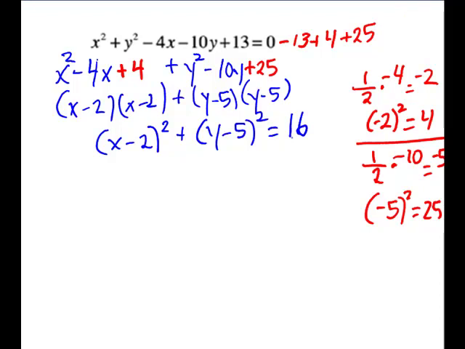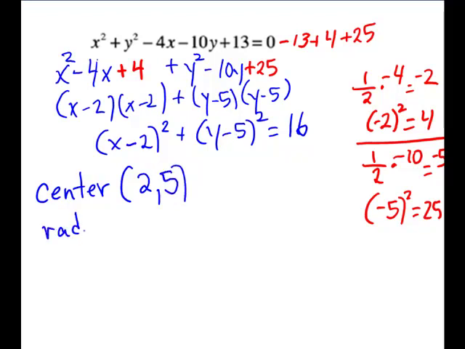So I can read off my center, and I'm in the x minus h squared form. So 2, and that is not a plus. That was my pen. That was a minus. All right, so 2, and this is also y minus k, so 5. My radius will be the square root of 16, which will be 4.